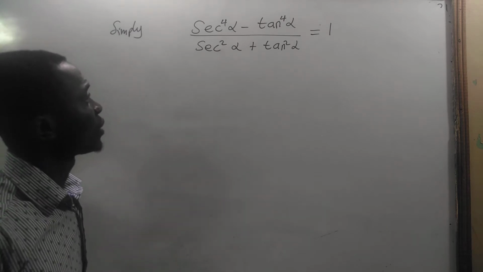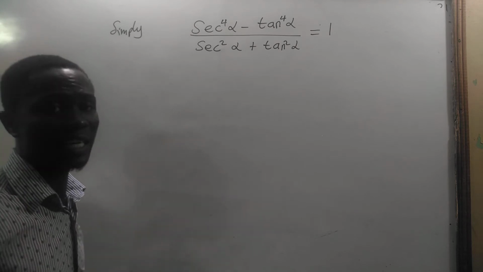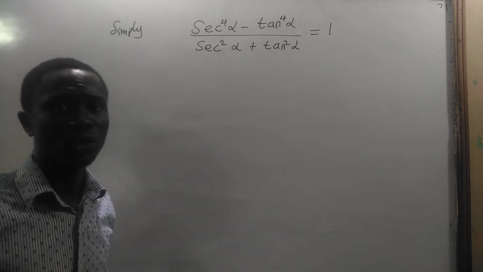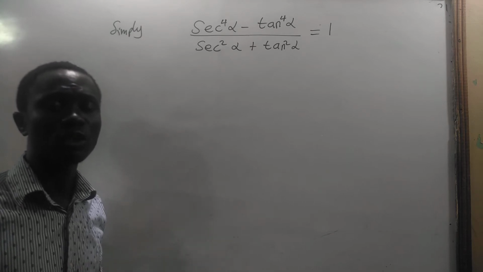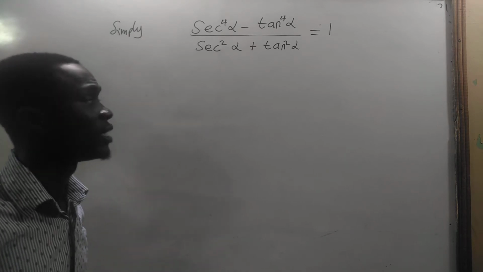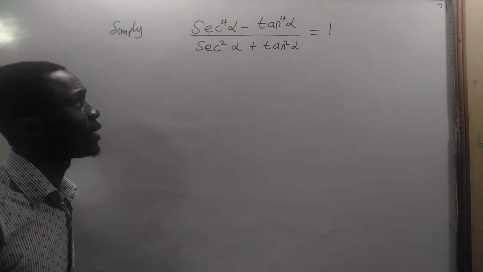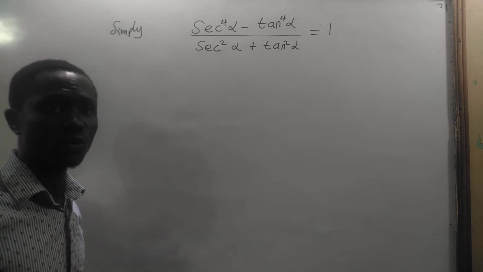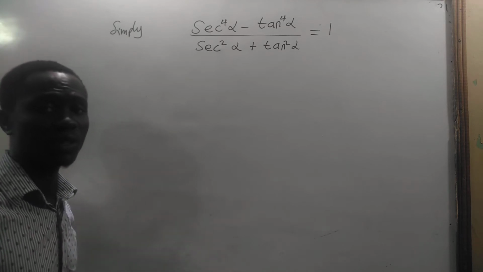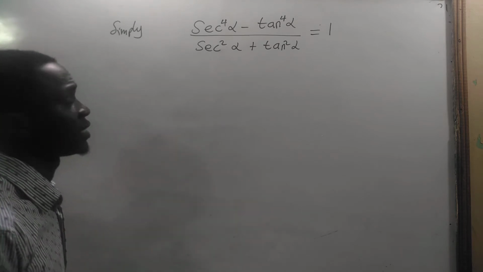Now, to do this, we will need a bit of knowledge about trigonometric ratios. So if you have not watched my video on basic trigonometric ratios, check the description and watch that video. Now, let us proceed. We also need knowledge of the difference of two squares. So watch my video from the description on difference of two squares and it will also help you. Now let us look at this in detail.